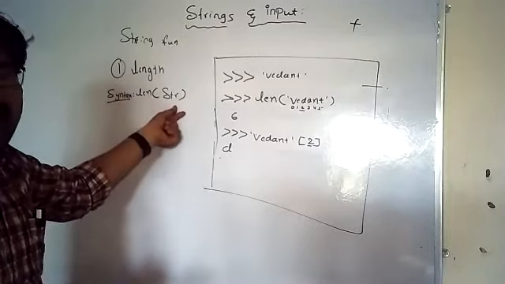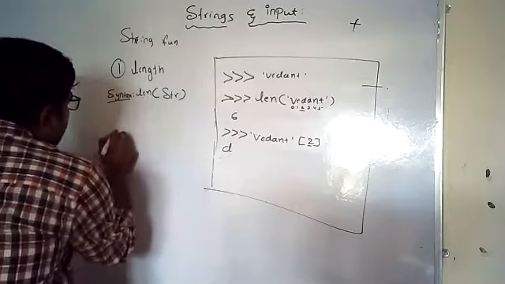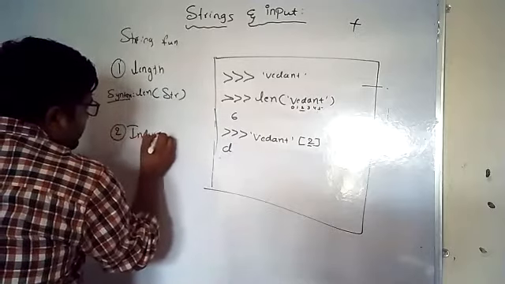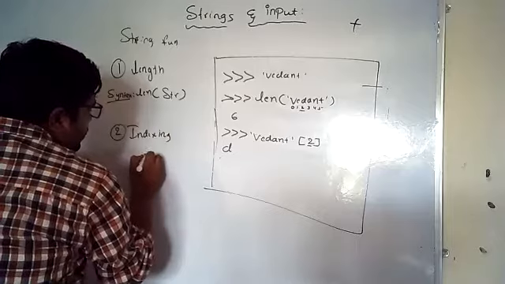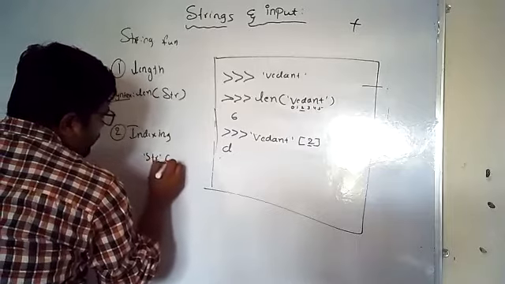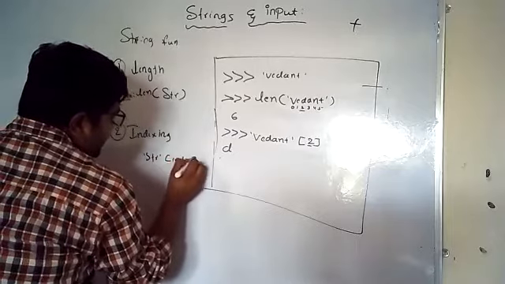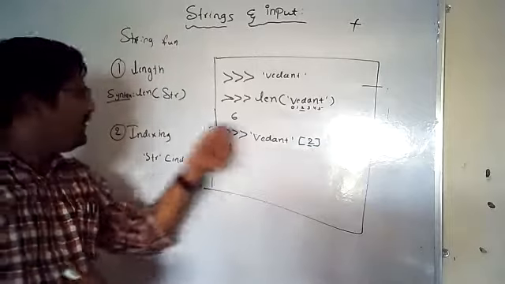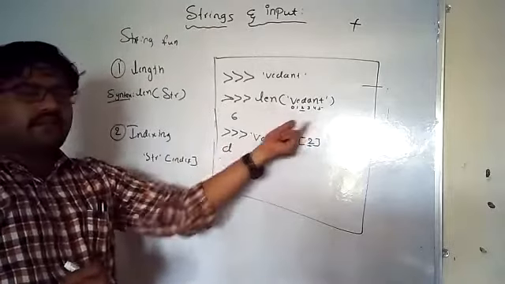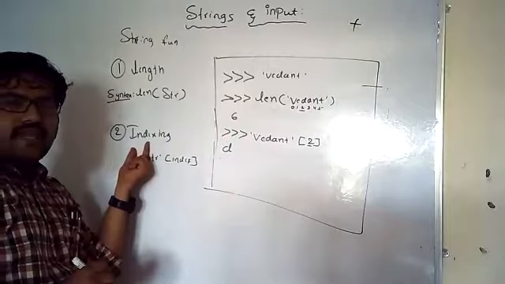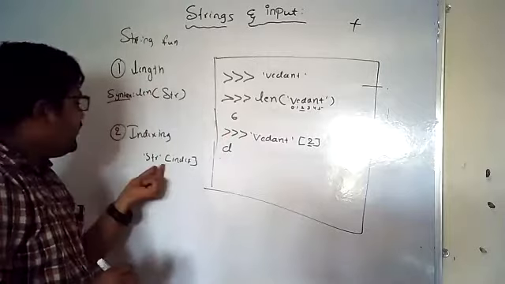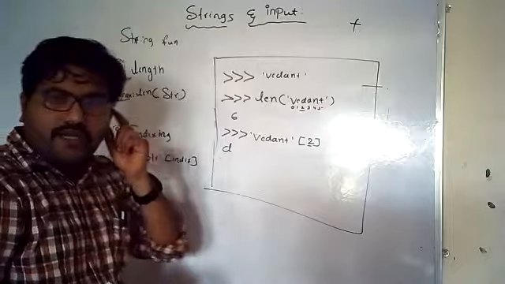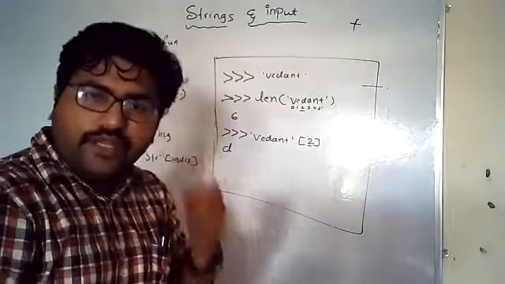What is the second one? That is indexing. String of index. I write the string, and I write its index value. For length, I write the string inside it. See here, indexing is the second function. The first function is length. String of index, length of string. Are both clear to you?